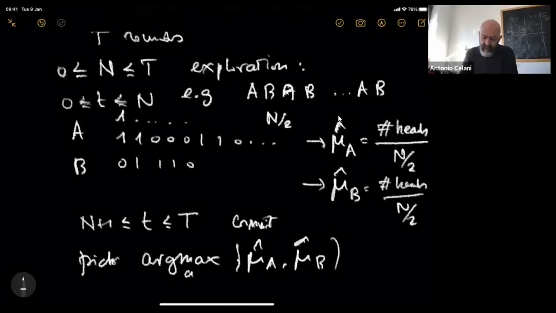This algorithm is called explore then commit. Because you first explore without selecting anything in particular, and then you commit to one of the two options, okay? So this is a typical approach that you could see from data science, right? You first collect the data, then make a decision, and then you use this decision on the rest of your data that are coming.